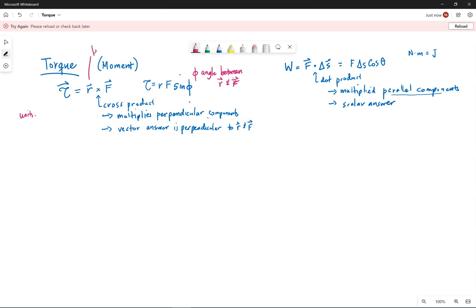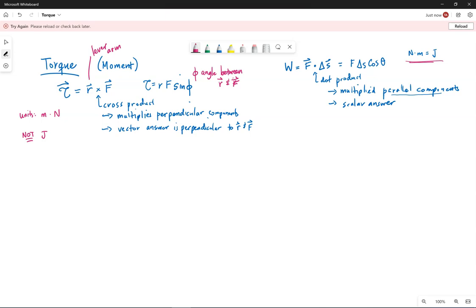Now, units, though, of torque. r is what we call a lever arm. It is a distance. It will have units of meters. Force, newtons. So we are ending up with newton meters again. But this is not a joule. That's all sorts of confusing, right? So work, newton times a meter, we called it a joule.